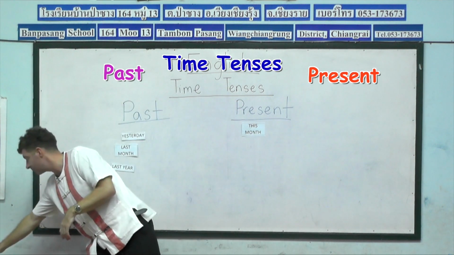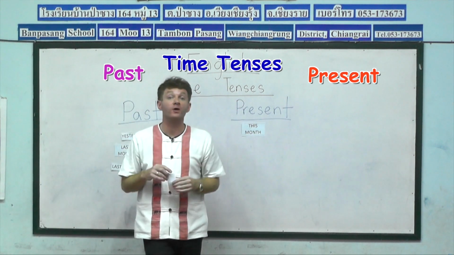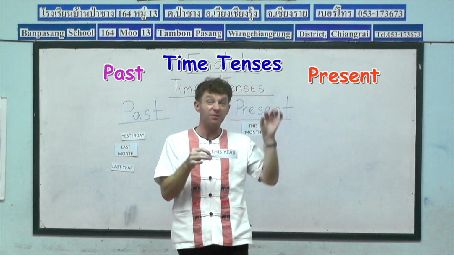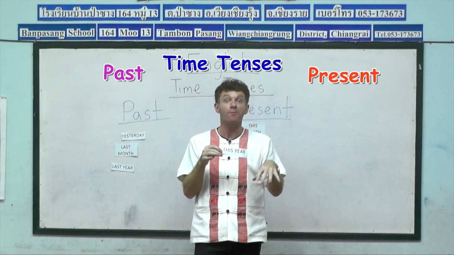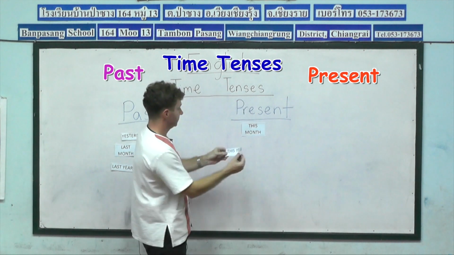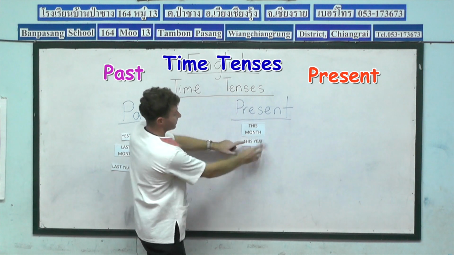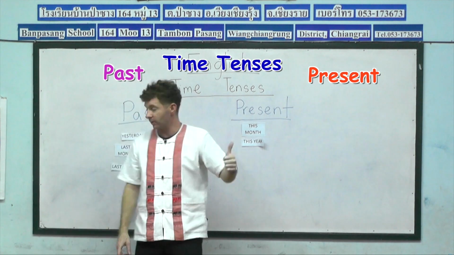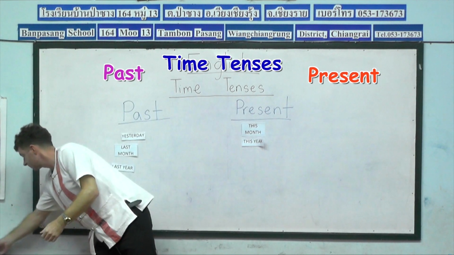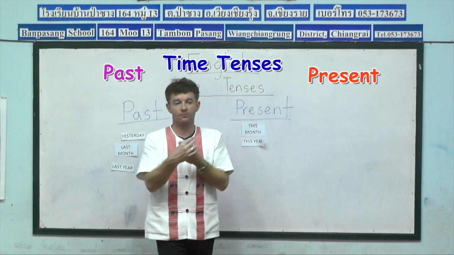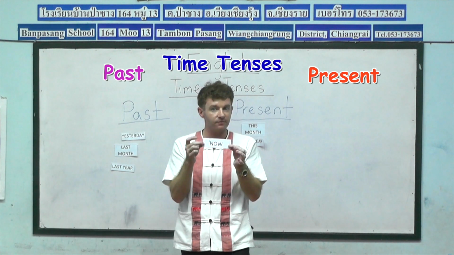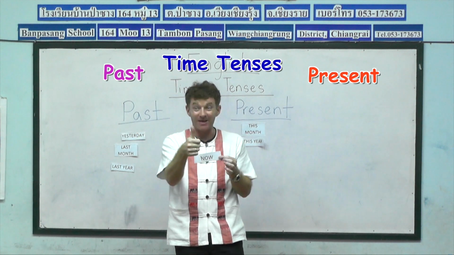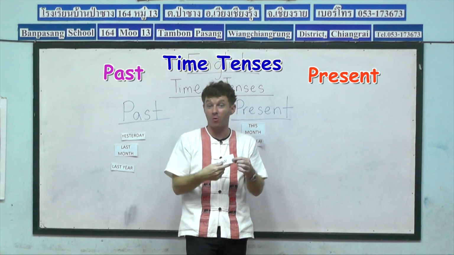Excellent, guys. Well remembered. But when we're not talking about last, if we say this year, anything this is now, present. Okay? This month and this year, present. Well done, guys. Well remembered. So another word for past or present. Now. When we're talking about now, present. Now is this very moment.